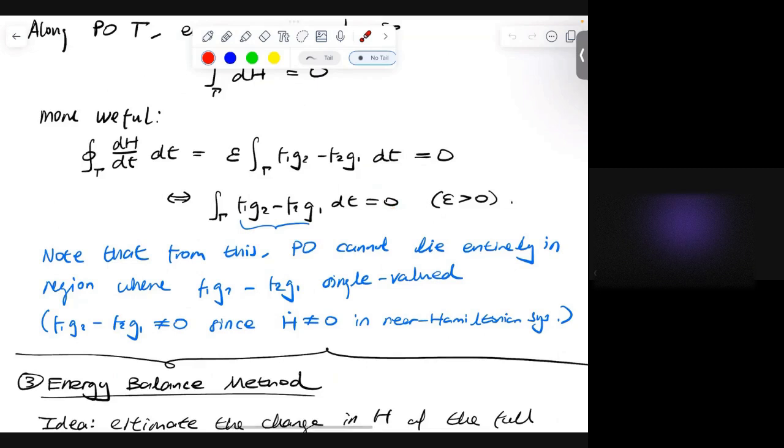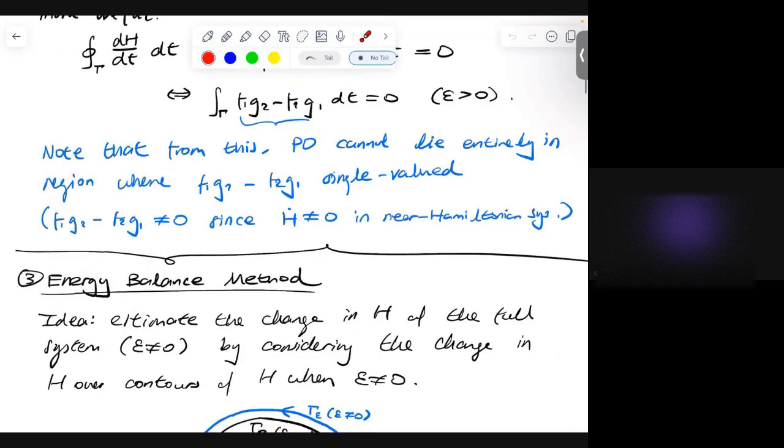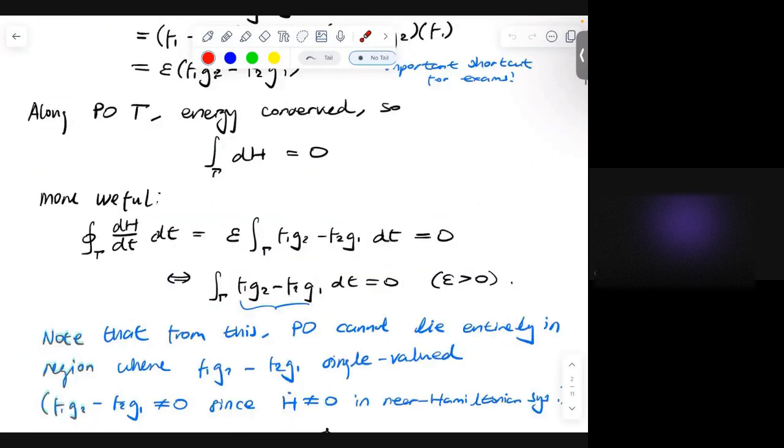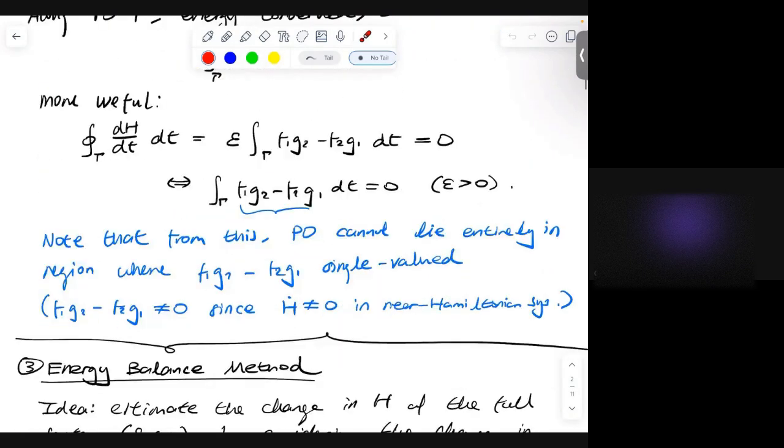So I guess a consequence of this is that the PO cannot lie entirely in a region where this thing is single valued, because then clearly the integral would not be equal to 0. That's noting that this cannot be equal to 0 in the first place, because we're in a near-Hamiltonian system and H dot cannot be equal to 0. Does that make sense? Yeah. Okay. So I guess that's just a good integral to remember.